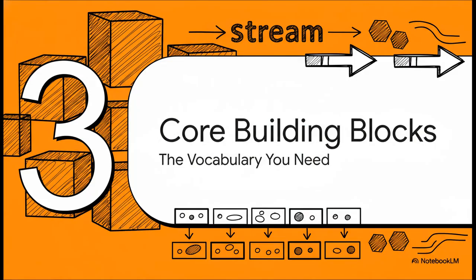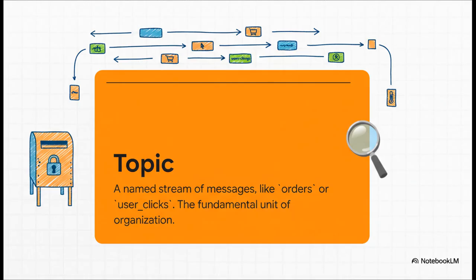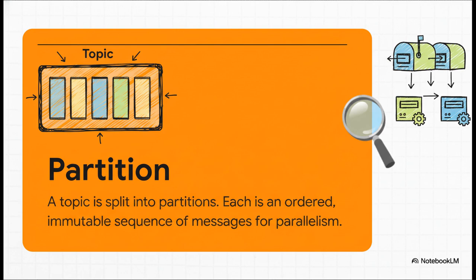All right, now that we've got those analogies floating around in our heads, I think we're ready for the real deal. Let's dive into the core building blocks. This is the lingo you'll need to know to actually talk about Kafka. First up, the topic. This is the main way you organize things in Kafka. Just like that payments PO box in our analogy, it's just a name for a stream of related messages. You could have a topic for orders, another for user clicks. You get the idea.